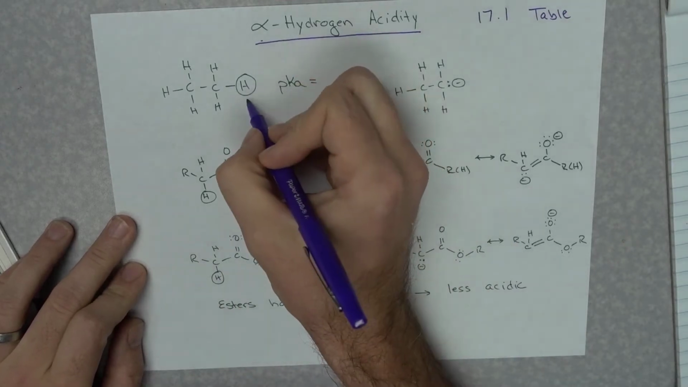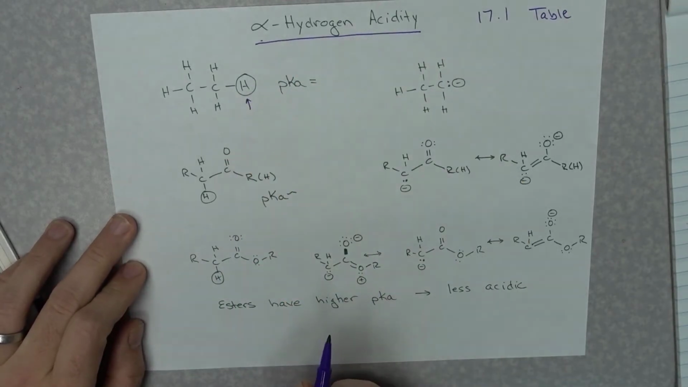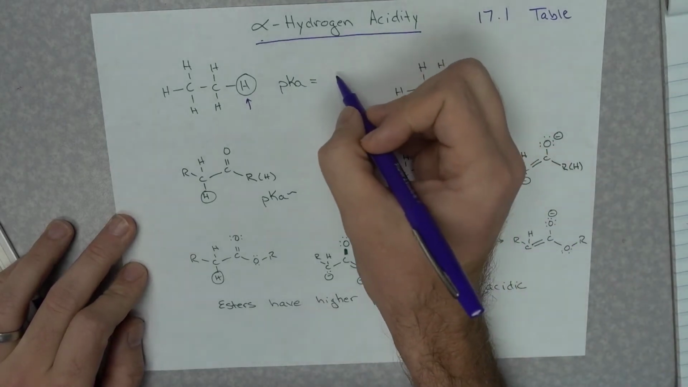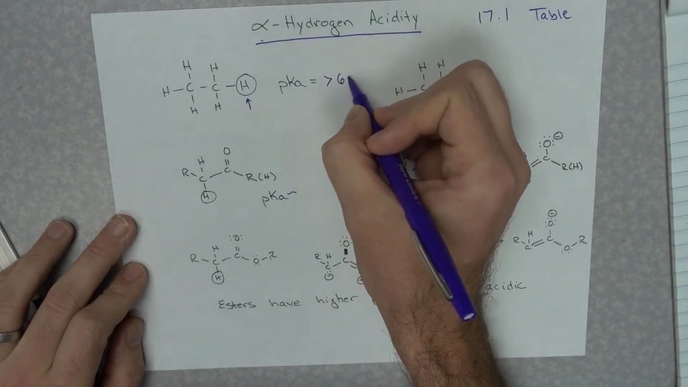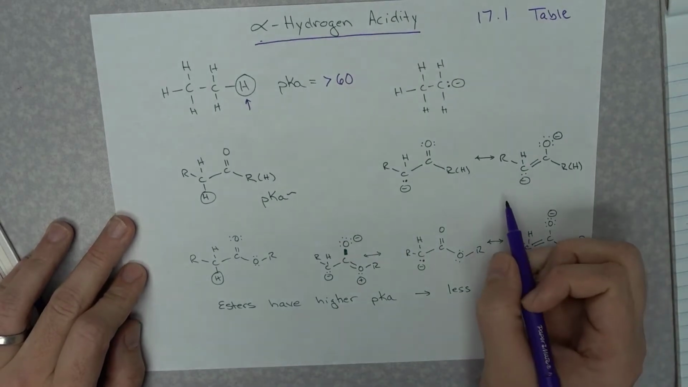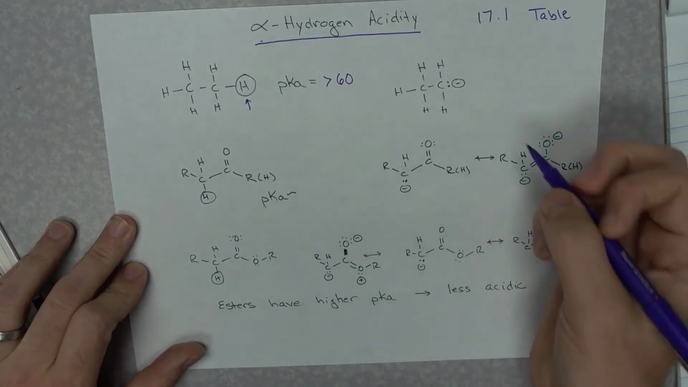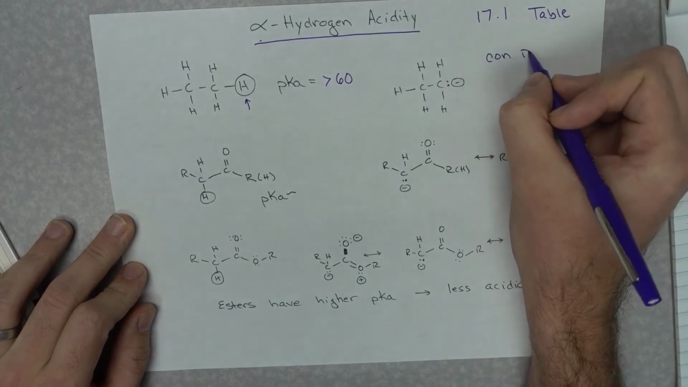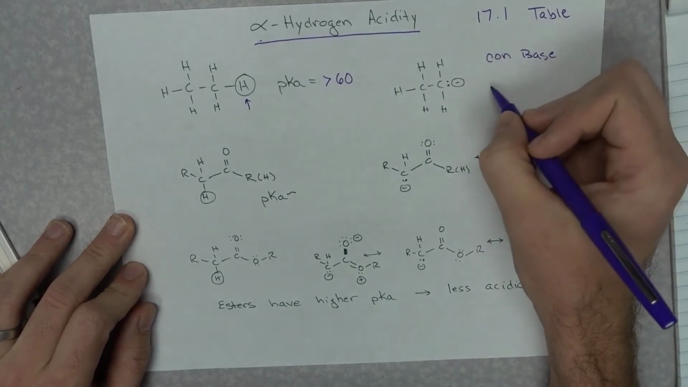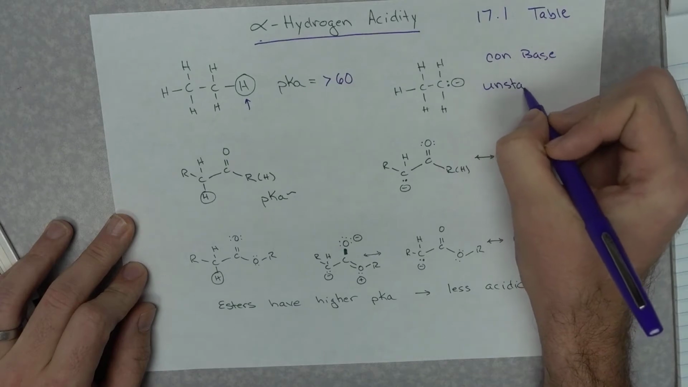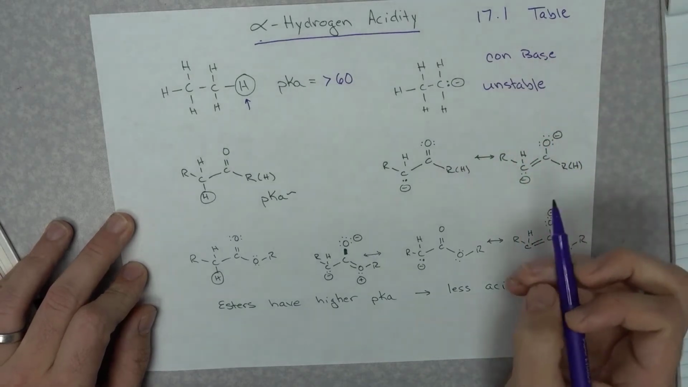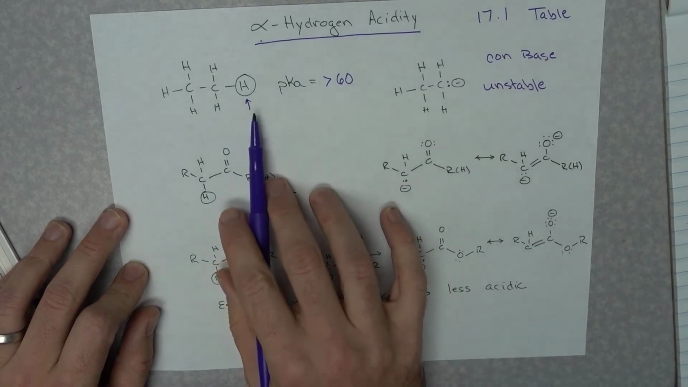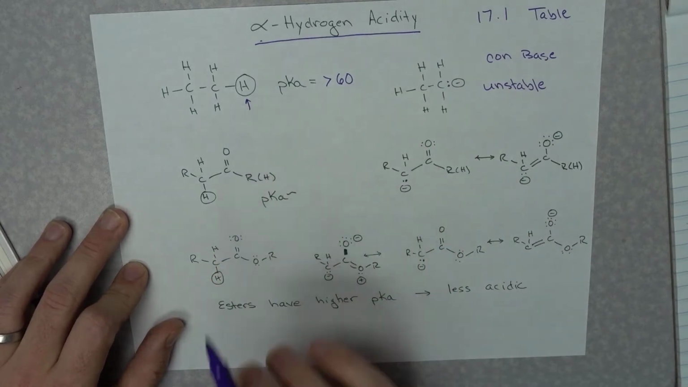If we were to look at this hydrogen right here and consider it to be an acidic one, is it? Well, its pKa tends to be greater than 60. Meaning, no, it's not really an acid, because this is the conjugate base of that acid, and it is incredibly unstable. This will grab a proton from anything, meaning this is an enormously strong base, which makes this an enormously weak acid. So that's not very acidic.